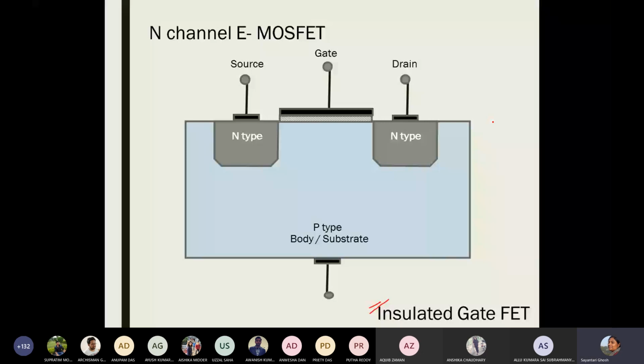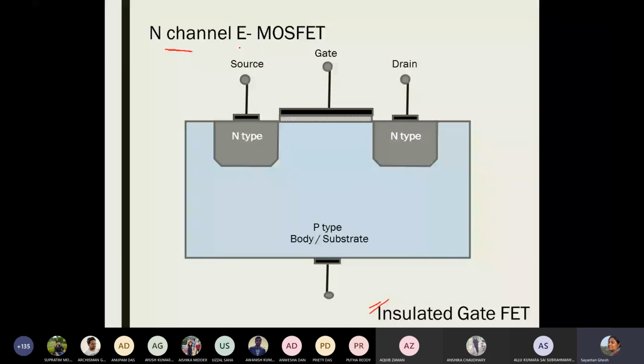Now the first question that should come to your mind is, where is the channel, right? I have an N-type material which is connected as source, another N-type material which is connected as drain, but I don't see any channel there, but I'm calling the device an N-channel E-MOSFET, right? So where is the channel? That is why the name enhancement MOSFET.